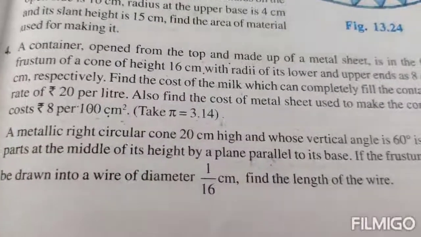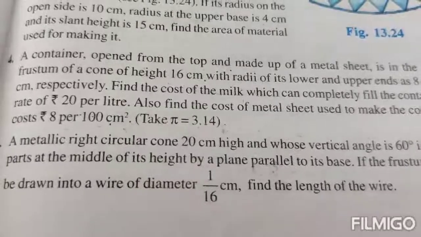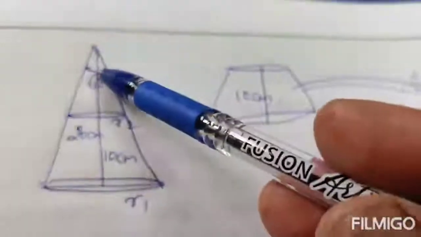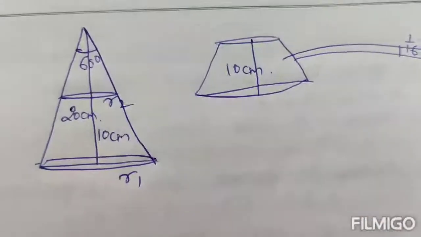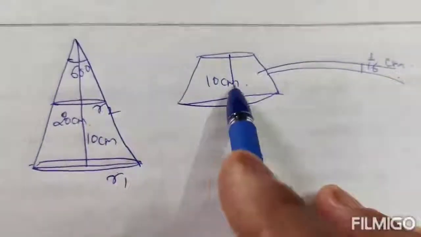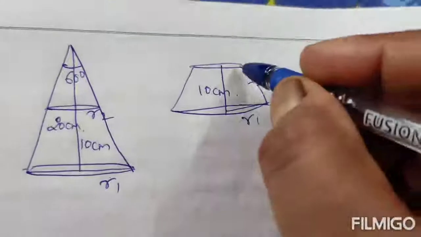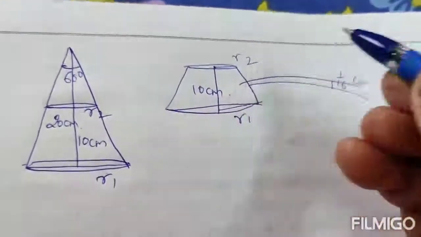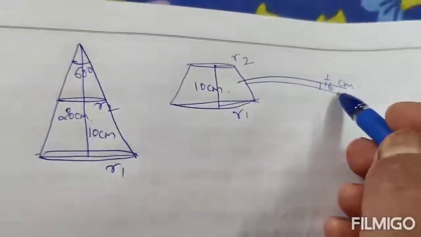The vertical angle is 60 degree and height of the cone is 20 cm. This is a figure. A cone of 20 cm high, vertical angle 60 degree. The radii of the sides are R1 and R2. If the frustum is so obtained, it means 10 cm height with radius R1 and radius R2. It is drawn into a wire whose diameter is 1/16 cm.